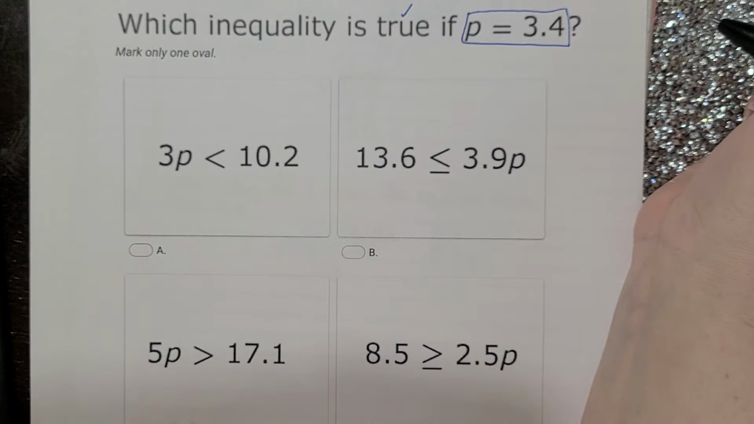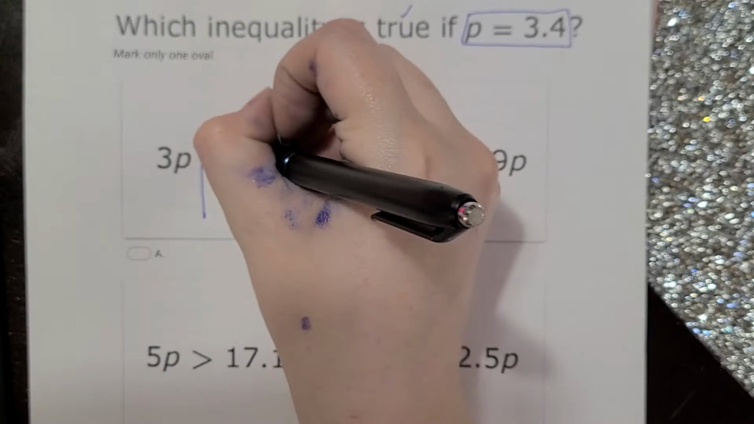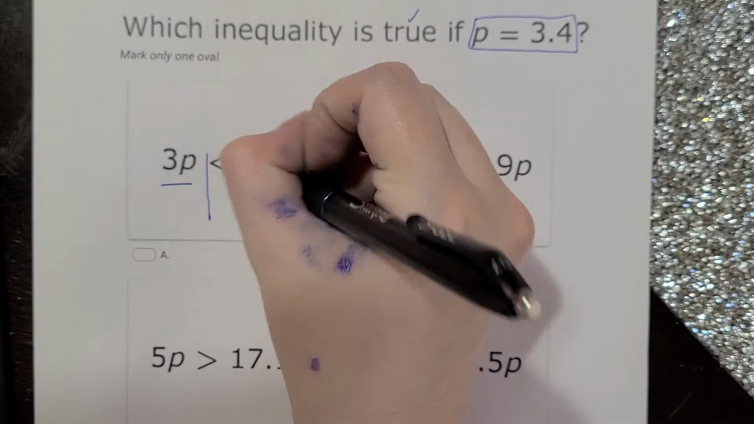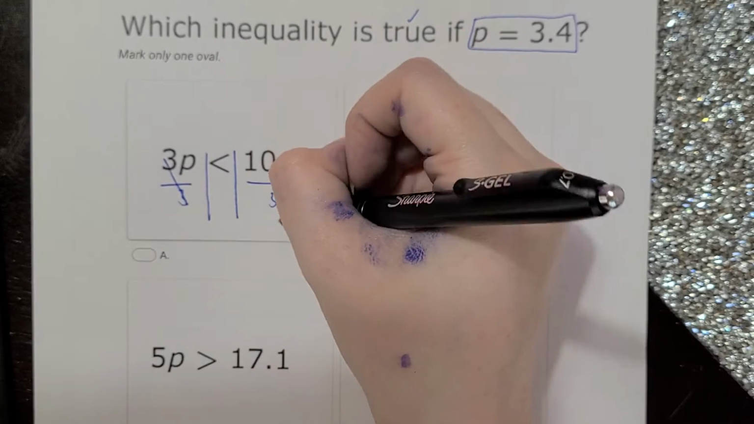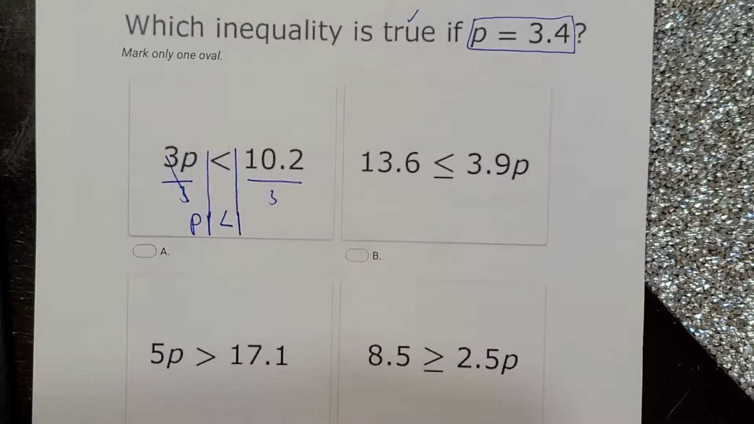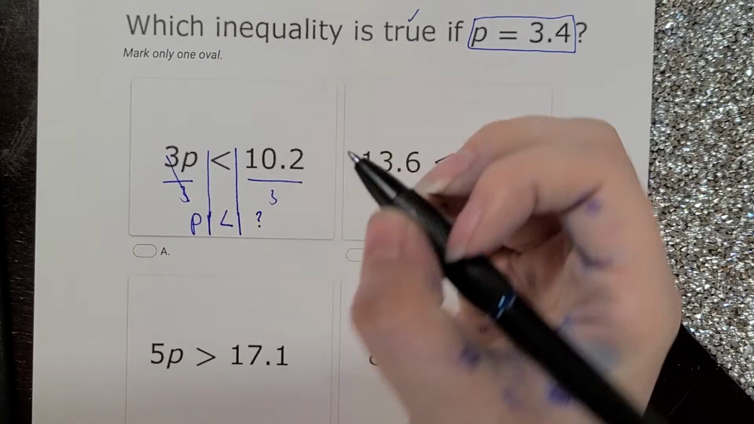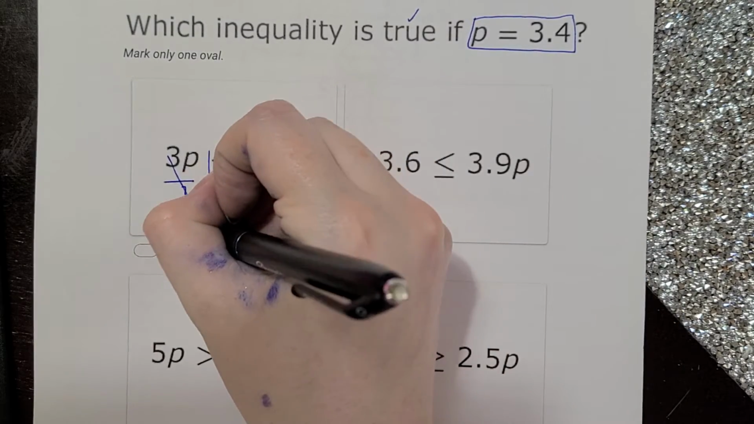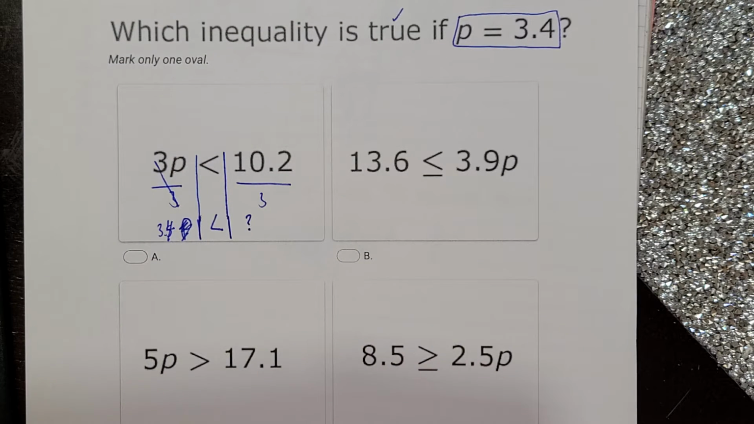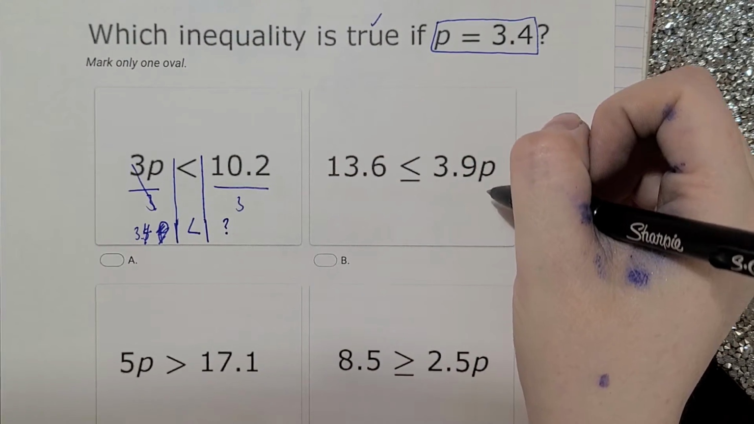All right, so what you could do is you could go solve. Okay, we have our railroad tracks. I see multiplication with my variable, so I'm going to do division. Okay, divide and see if whatever answer you get here, if your p is actually a 3.4, is 3.4 less than whatever number you get here. Or you could go substitute it, okay?